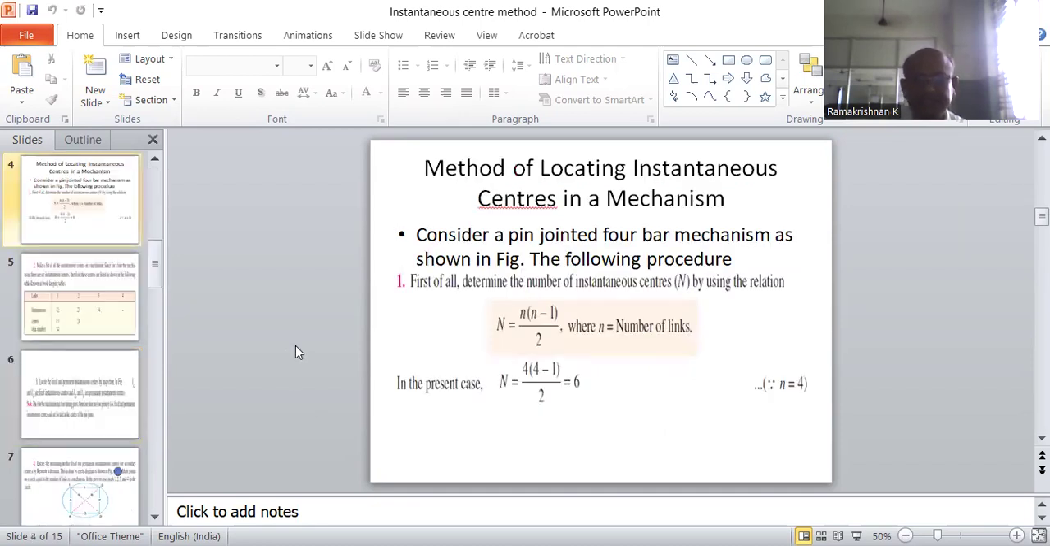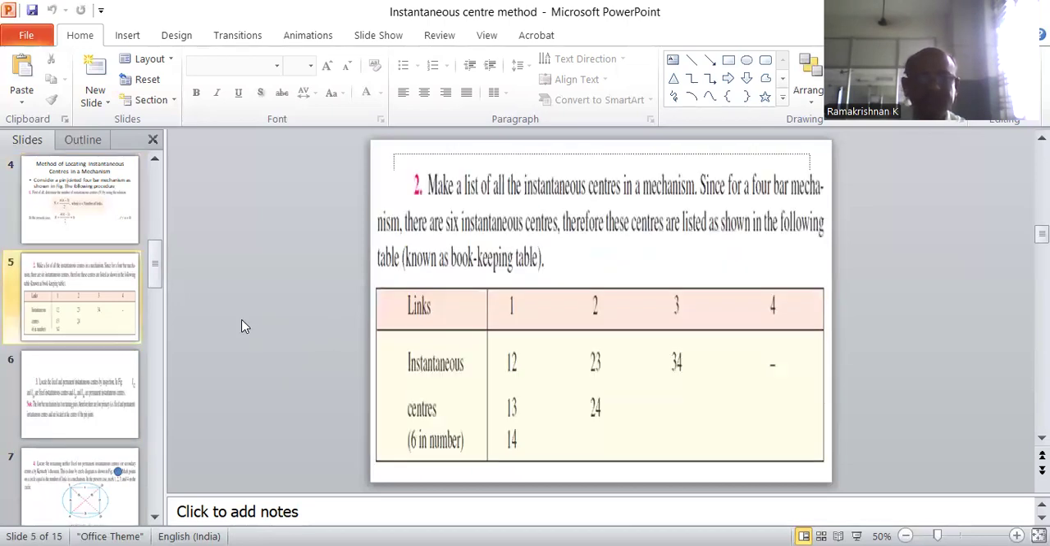Now let us discuss the method for locating the instantaneous centers in a mechanism. First, for the mechanism given, we have to determine the number of instantaneous centers by using the simple formula n into n minus 1 divided by 2. Here the small n represents the number of links. For 4 links, we know the number of instantaneous centers is 6.